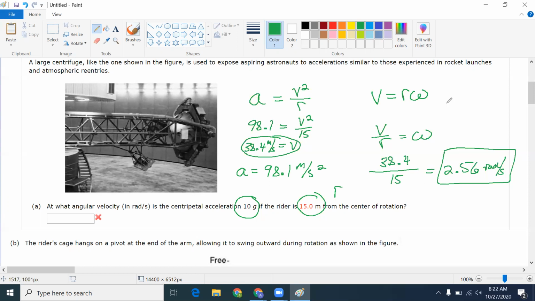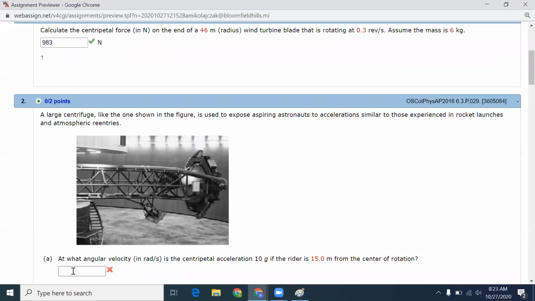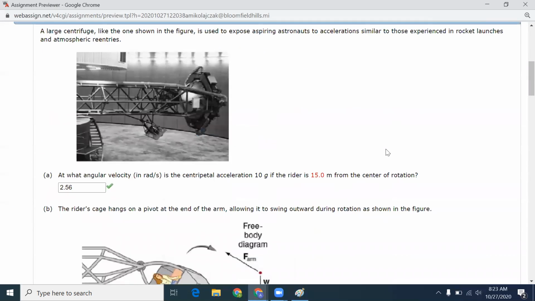Remember, a radian is a measure on a circle. If this is my radius r, then a radian is a piece of the arc that is also equal to r. That's why taking the velocity and dividing it by radius tells me how many radians per second I will travel through. 1 radian in this particular circle would be 15 meters because the radius of the circle is 15. So I got 2.56. Let's make sure 2.56 works. And it does.